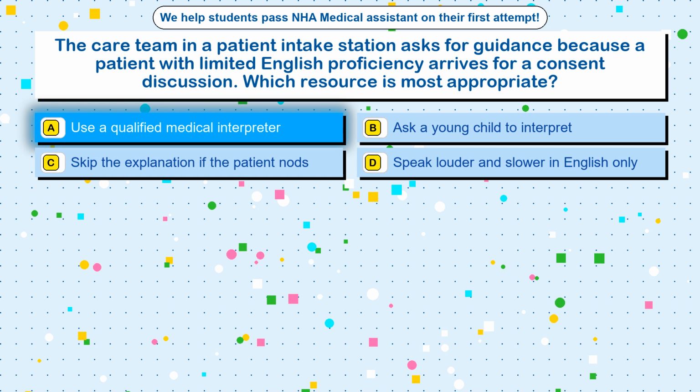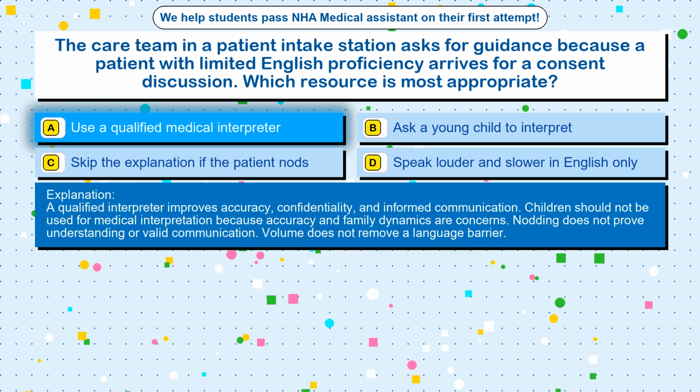The correct answer is option A, use a qualified medical interpreter. A qualified interpreter improves accuracy, confidentiality, and informed communication. Children should not be used for medical interpretation because accuracy and family dynamics are concerns. Nodding does not prove understanding or valid communication. Volume does not remove a language barrier.